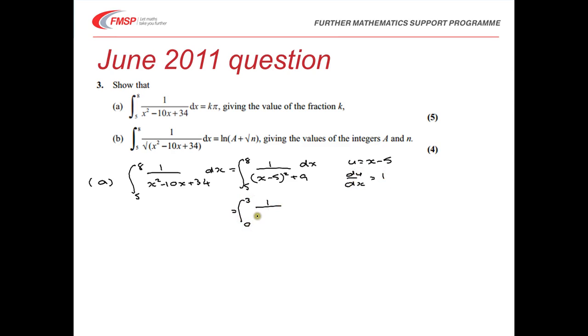so this becomes, in the new limits, 0 to 3, 1 over u squared plus 9 du, and this is equal to a third arctan of u over 3, and we need to evaluate that between 0 and 3. So if we put in u equals 3, we get arctan of 1, which is pi over 4, and we take a third of that, so that will be pi divided by 12. If we put in 0, we get 0, so our answer there is pi over 12, and k therefore is 1/12.